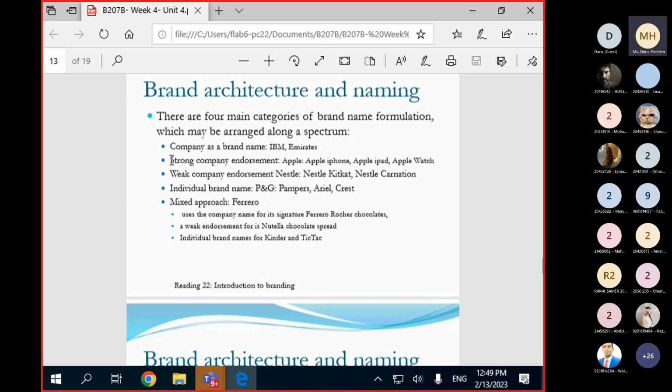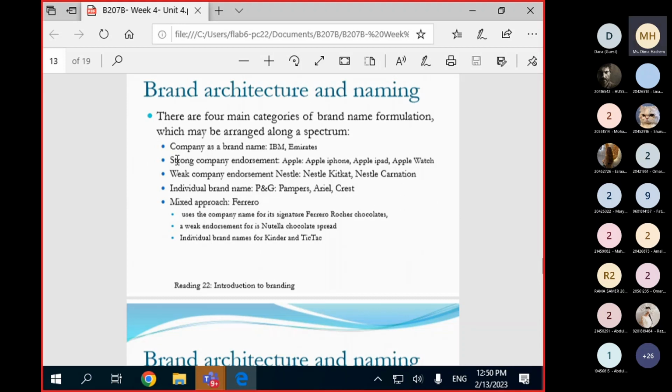Or you could have a strong company endorsement. So a strong relationship to the company, okay, like the Apple iPhone, the Apple iPad, iWatch, Apple Watch, and so on, okay? So these are different categories within the same brand. Or you could have a weak company endorsement like Nestle. Nestle has so many products in the supermarket, but we don't always know that this is a Nestle product. Okay, this is what we call weak endorsement. So you have to turn the package and read the Nestle's name on the package, but you won't always know that this is a Nestle product.